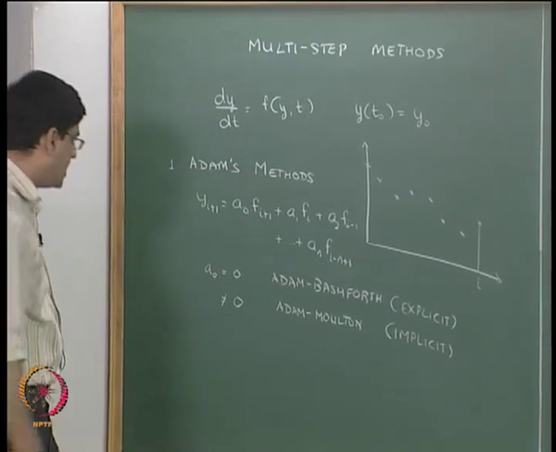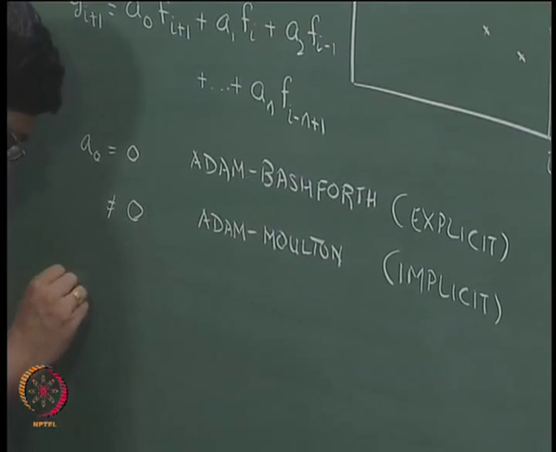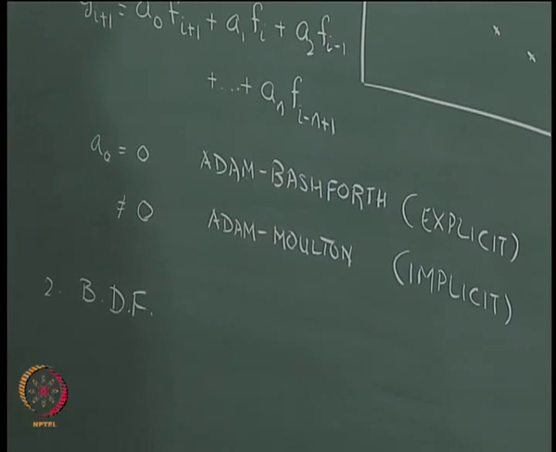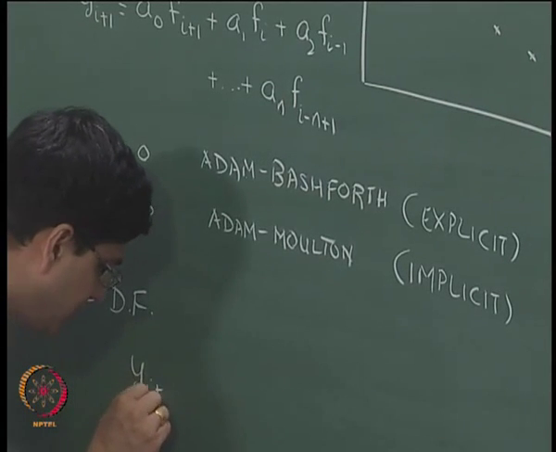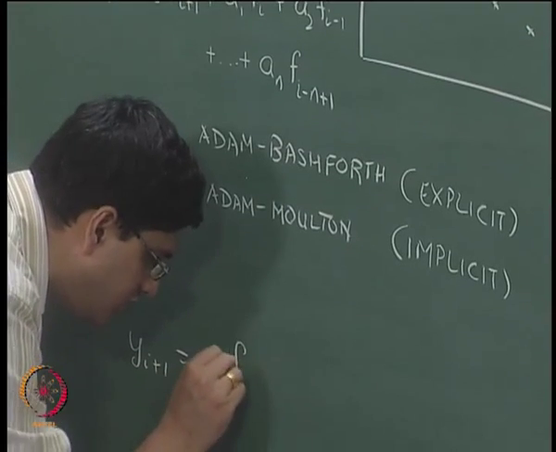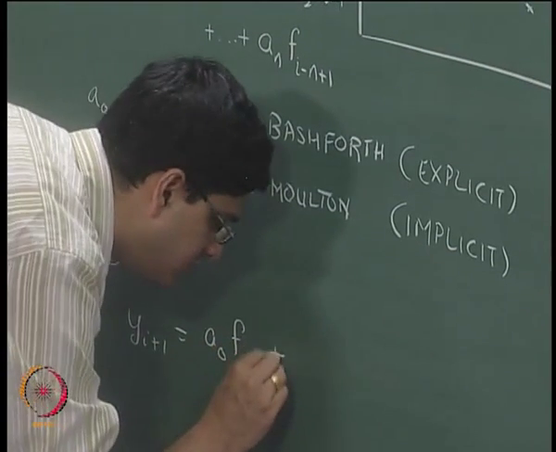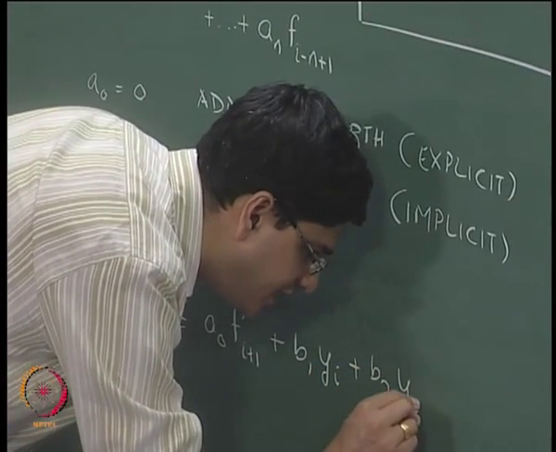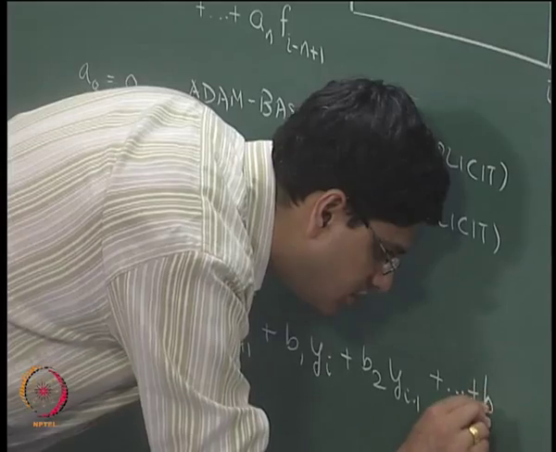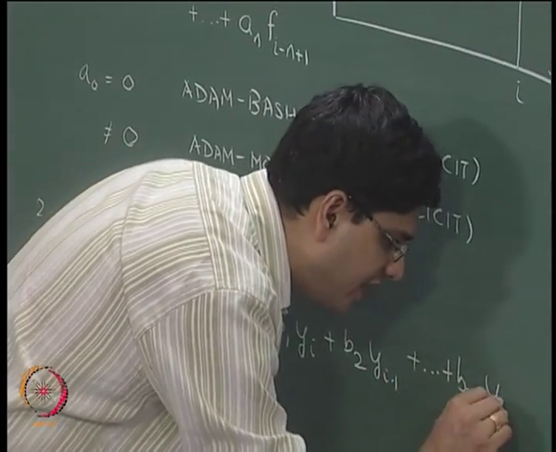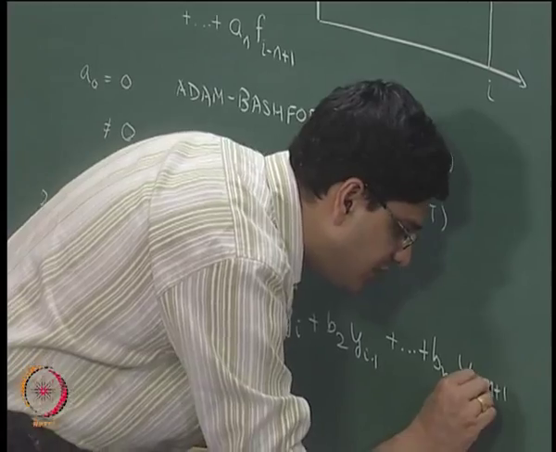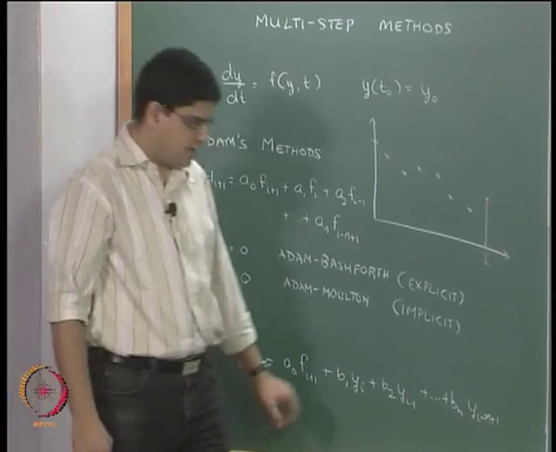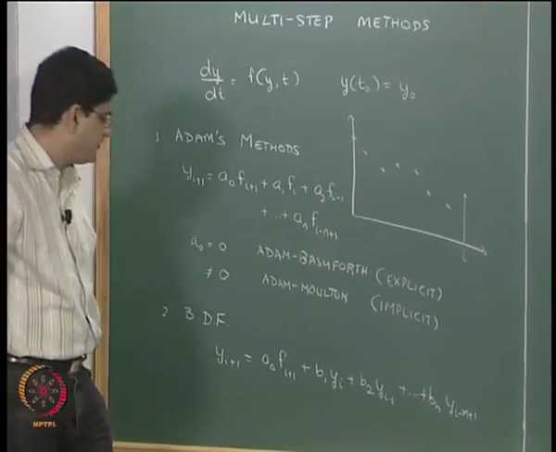The second set of methods are what is known as the backward difference formula, or BDF methods, and over there we write yi plus 1 equal to a0 fi plus 1 plus b1 yi plus b2 yi minus 1 and so on up to bn yi minus n plus 1. Okay. This is going to be our backward difference formula. Now let us look at how to derive this backward difference formula.